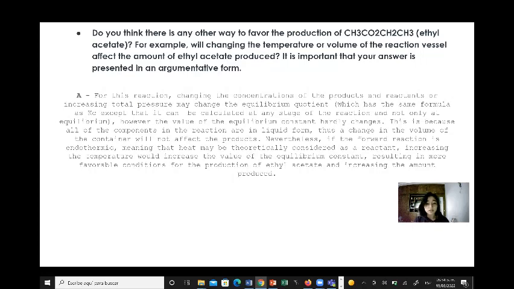if the forward reaction is endothermic, meaning that heat might be theoretically considered as a reactant, increasing the temperature will increase the value of the equilibrium constant, resulting in more favorable conditions for the production of ethyl acetate and increasing the amount processed.